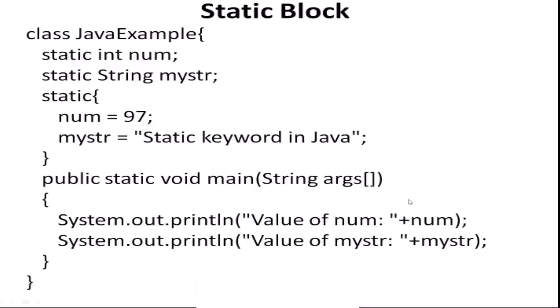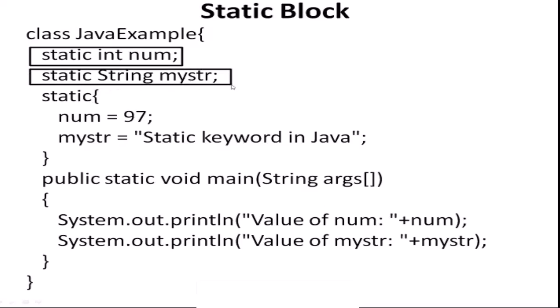So next one, static block. Basically, you can write static as a variable name, static as a method name, as well as static as a block. For example, it is similar to your enum or some other variables. Here we have written a static block. Here we consider a static int number, so we have declared an integer, and static String myStr. Here you have declared two variables. The first variable is an integer, the second variable is a string.